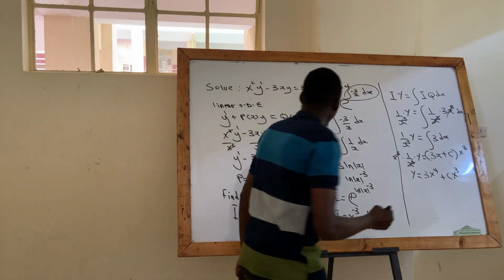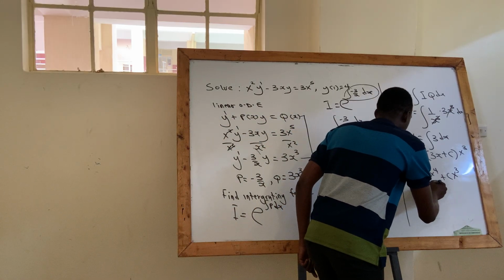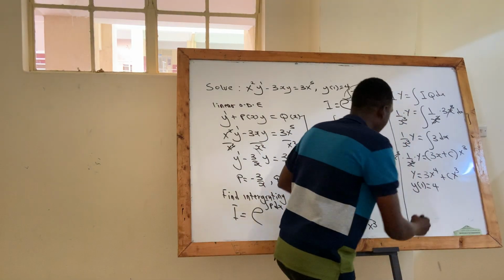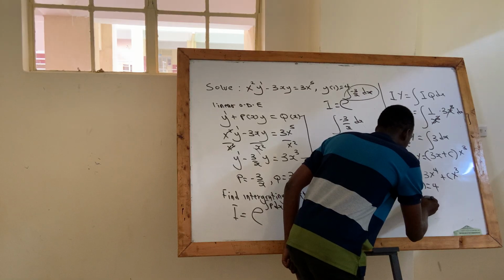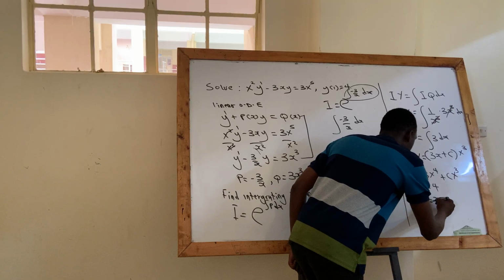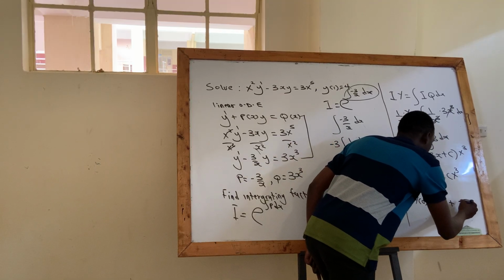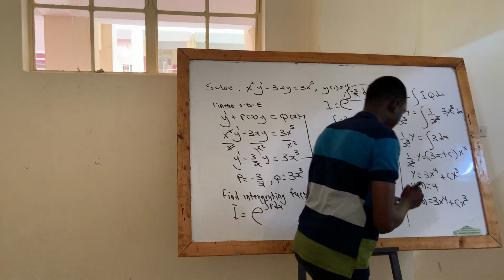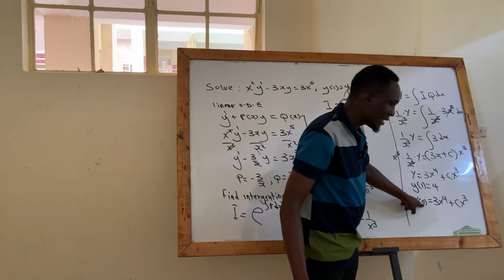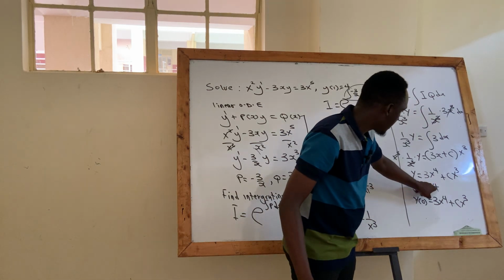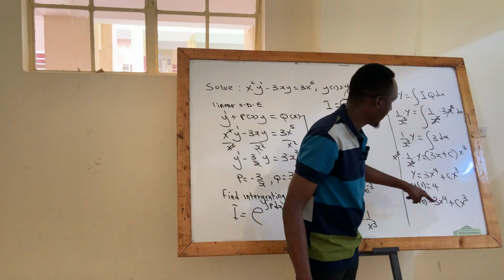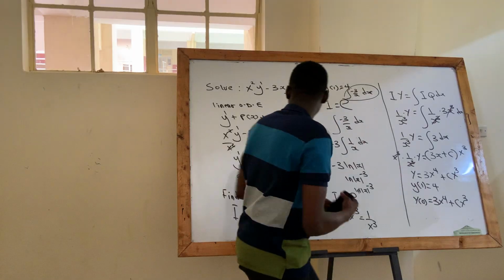Remember, at first we were given y of 1 is equal to 4. This can be written as y of 1 equals 4, the same thing, meaning this 1 is x and this 4 is y. So it means where there is y, we substitute 4, and where there is x, we substitute 1.